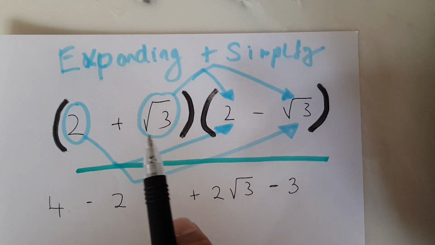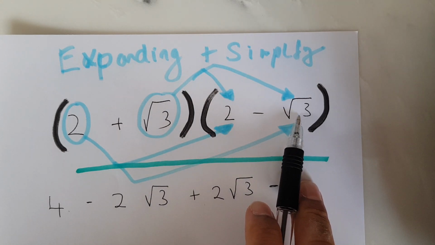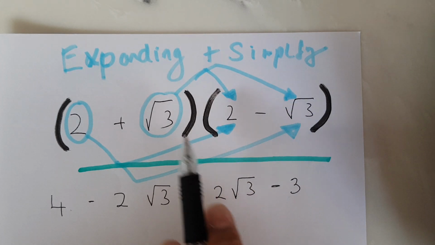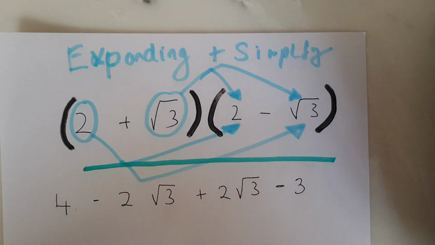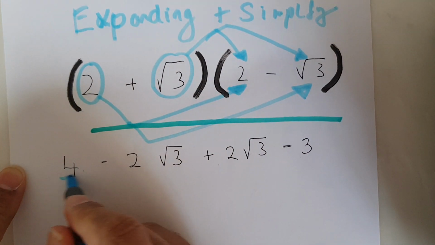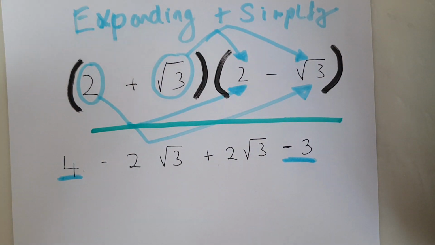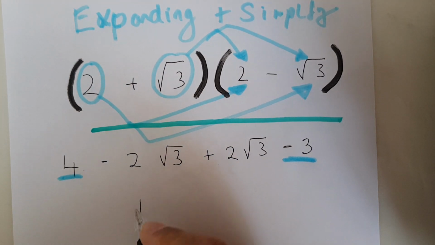Okay? So when you multiply a square root with a square root, you get just the number inside. And look at the signs, plus or negative. Okay? Now, let's carry on simplifying this. So we expanded it, now we simplify it. Put the like terms together, which is 4, take away 3, which is 1.